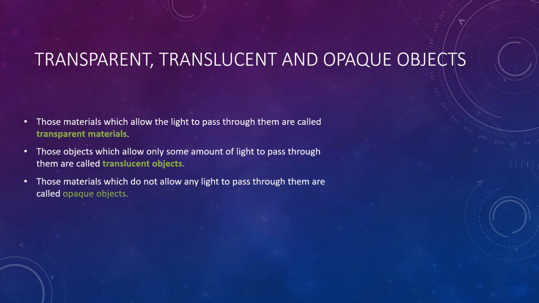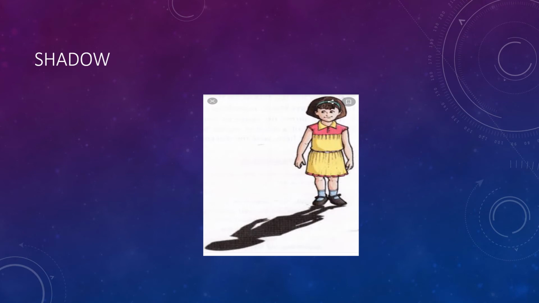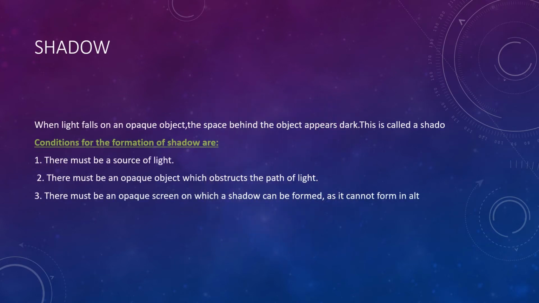Now the opaque objects are important here. Why? Because opaque objects are the only ones which form a shadow. A shadow is formed when the light is blocked by an opaque object. Here we can see a picture of a girl and her shadow as well. For the formation of a shadow, the things we require are: number 1, a source of light; number 2, an opaque object which will obstruct the path of light; and number 3, an opaque screen on which the shadow will be seen.